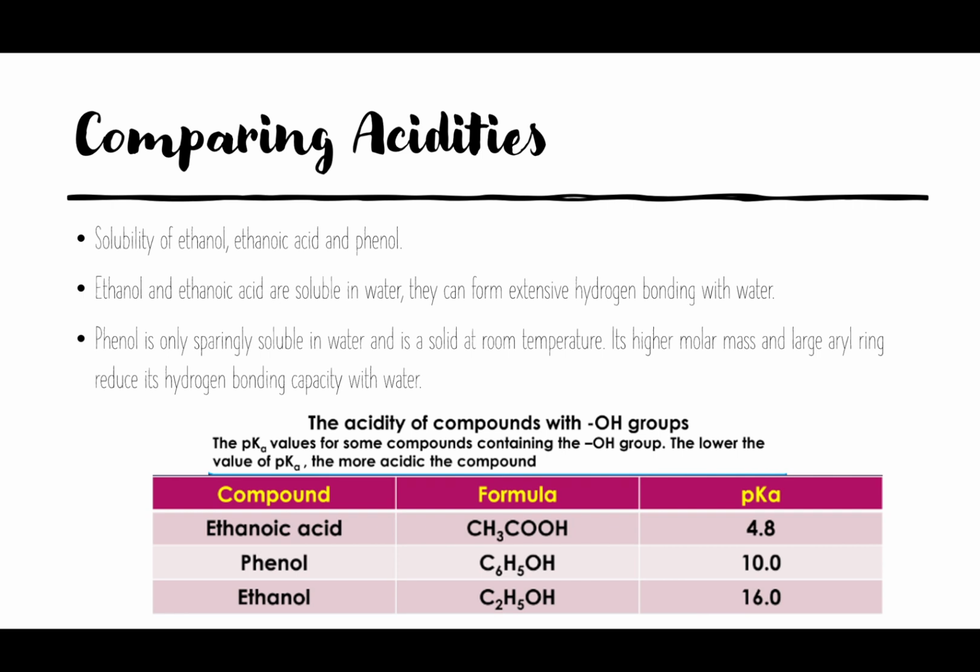Looking at the acidity of the compounds with the OH groups, the pKa values for some compounds containing OH groups. The lower the value of the pKa, the more acidic the compound is. So looking at these, which would be the most acidic of all of them? Ethanoic acid. So ethanoic acid, then we would have our phenol, then ethanol specifically.